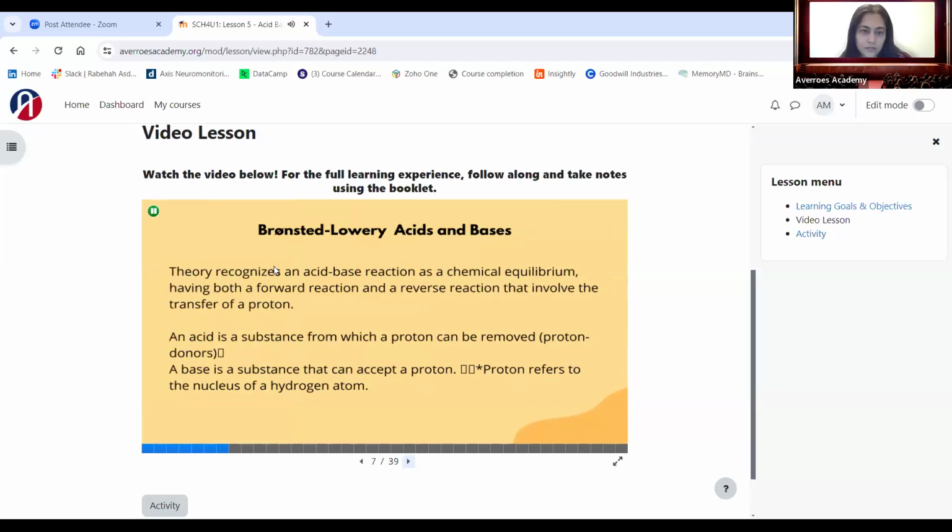So the Bronsted-Lowry theory recognizes acid-base reactions as a chemical equilibrium. It has both the forward reaction and the reverse reaction involving the transfer of that proton. An acid is a substance from which a proton can be removed, or a proton donor, and a base is a substance that can accept a proton. And that proton is referring to the nucleus of the hydrogen atom, that H plus we call a proton.